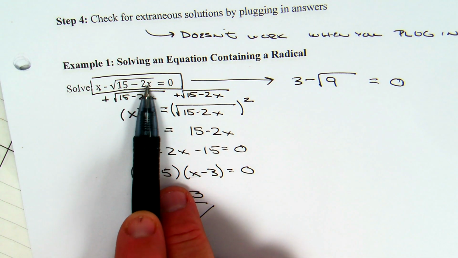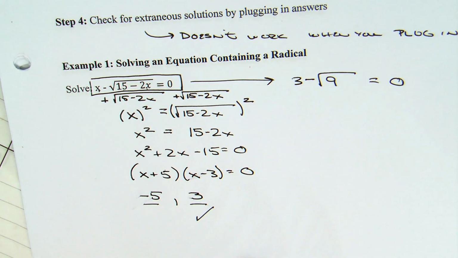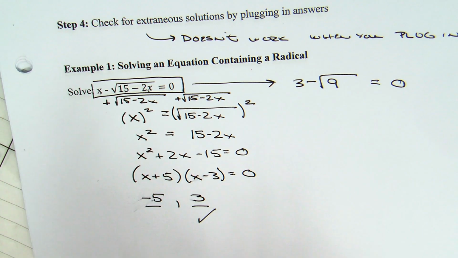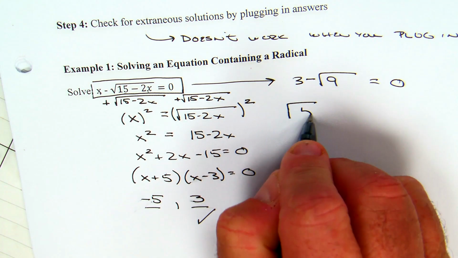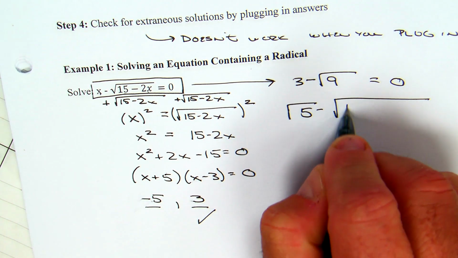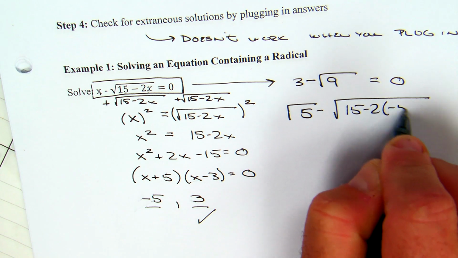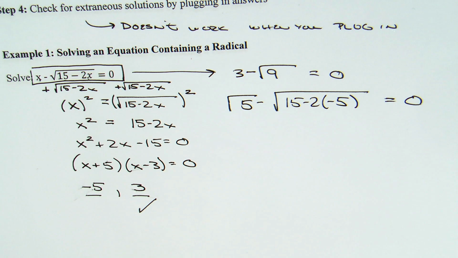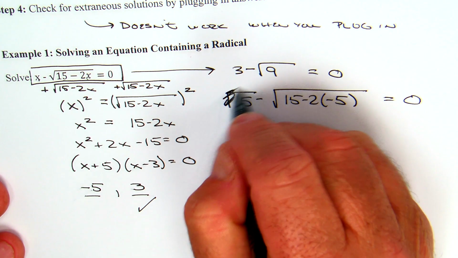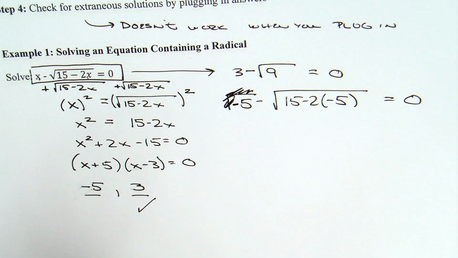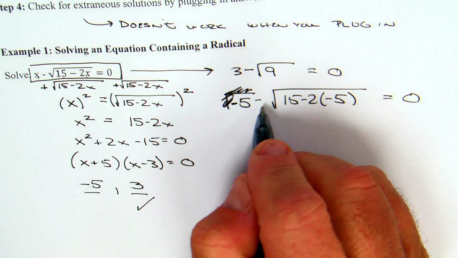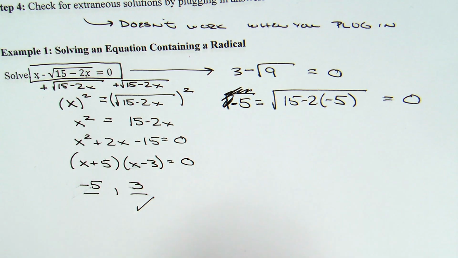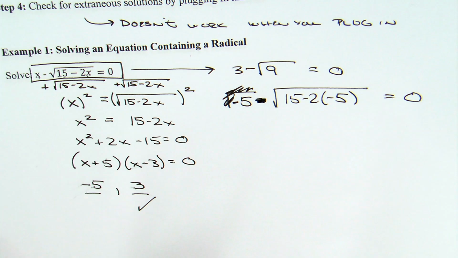Okay. Alright, it's okay. So now I'm going to plug in negative 5. That becomes the square root of 15 minus 2 times negative 5. So that makes sense now? Yeah. Alright. It is just negative 5. I wrote square root. It should have been negative 5. Alright? And that's minus equal to 0.